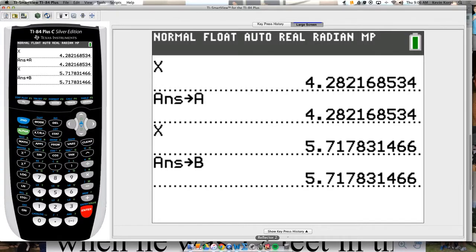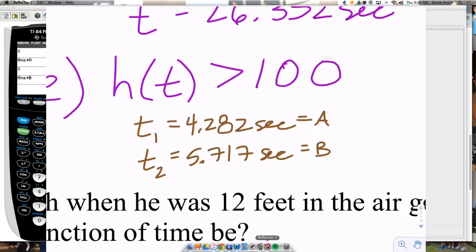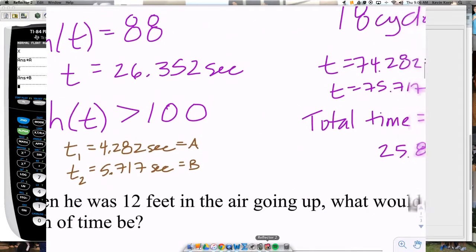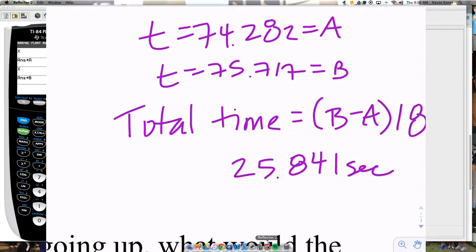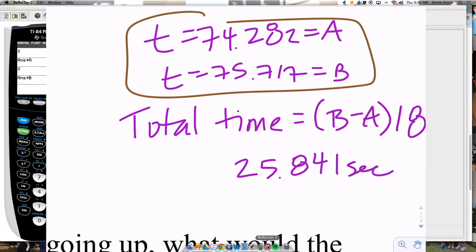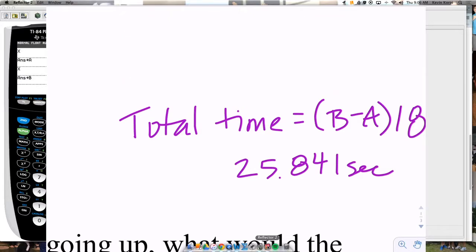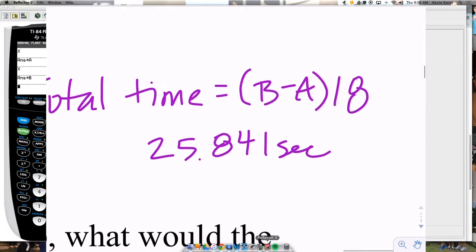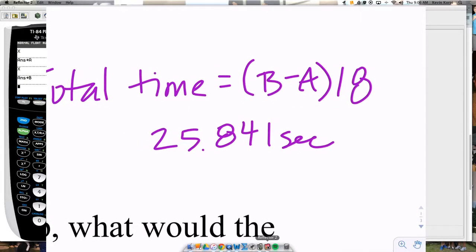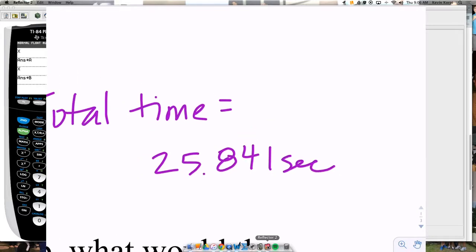Okay, so then once you have those values stored, you would go ahead and answer the question. So the total time, and this, we did find different values yesterday, but let's pretend that we didn't even do that. So now to answer the question, you'll say the total time equals, and this B minus A times 18, or 18 times B minus A, that's very, very important, because that shows me what you're doing with your numbers.